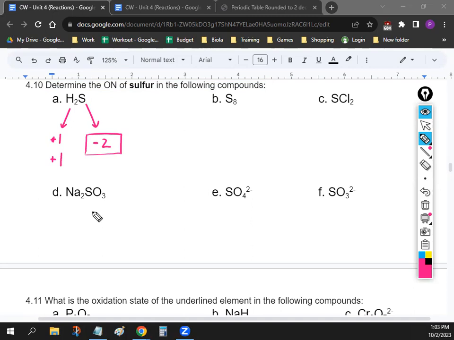Okay, let's go to part B. Now for part B, we got S8. Since this is neutral, what does the total charge of all of them combined have to be? 0. So this needs to equal 0, but you have 8 sulfurs, which means what do all the sulfurs have to be? 0. So this is actually the elemental form of sulfur, and we can tell because it adds up to 0. You guys don't need to memorize that, but all of the sulfurs have an oxidation number of 0.